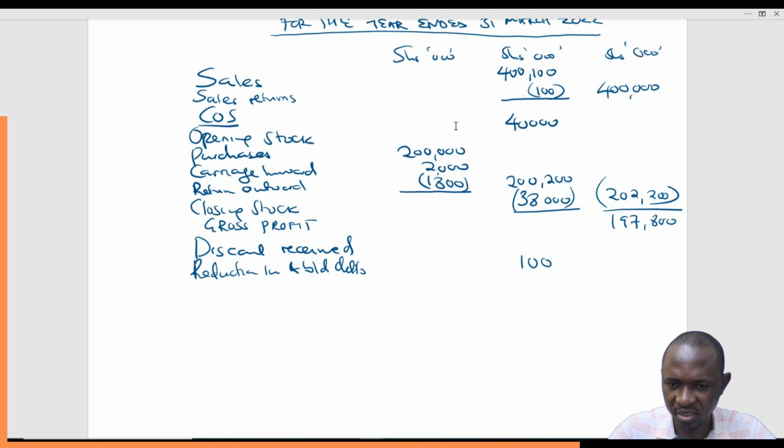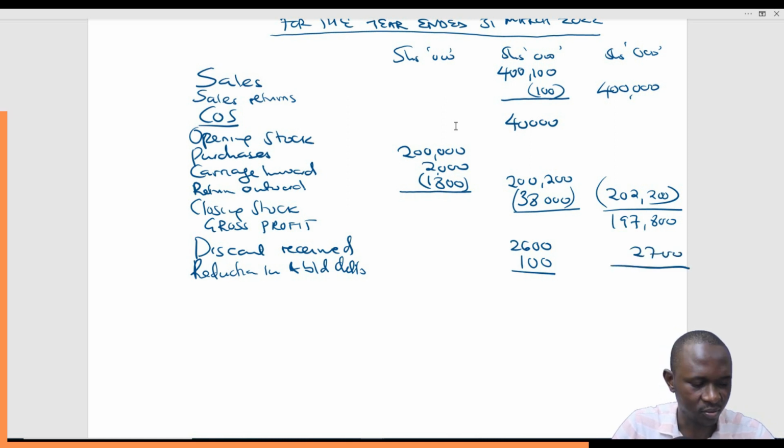So remember, discount received is a credit. That's why we're picking it from the credit side. So 2,600 plus 100, that gives us 2,700. So we'll come here, put them there, and then add to get the total. That gives us 200,500, like that.